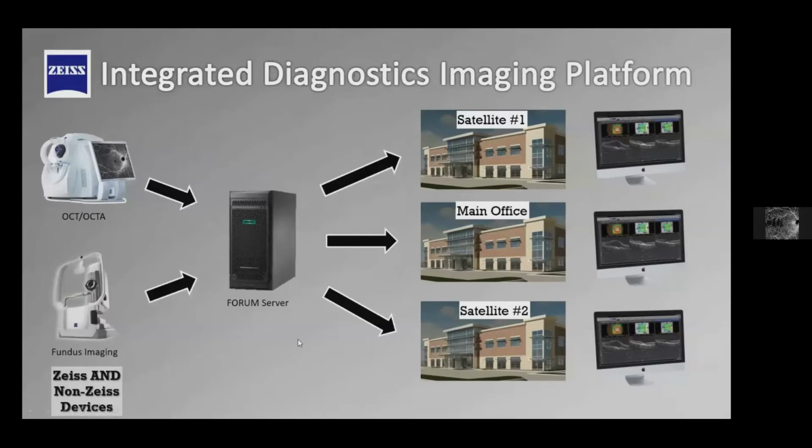The Forum server then communicates with all of our offices. We have a large practice in Middle Tennessee. We have a main office in Nashville with about 8 satellites scattered throughout Middle Tennessee. And within each of these offices, there are multiple lanes. In each lane, there's a review workstation running Forum review and Retina Workplace. And that software communicates with this Forum server to allow us to review a patient's images, interact with them, annotate them, etc.